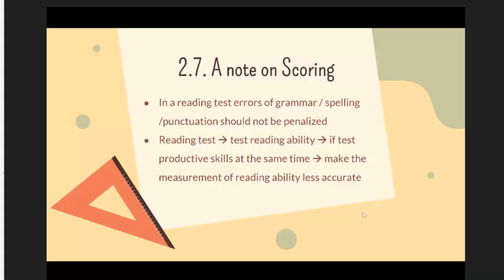And no transferring. As Mrs. Green has just mentioned before, in the reading test, errors of grammar, spelling or punctuation should not be penalized, because reading tests are supposed to test the reading ability only. So if we test productive skills at the same time, it will make the measurement of reading ability less accurate. But sometimes it's difficult because mistakes in writing, mistakes in using language may influence the meaning.